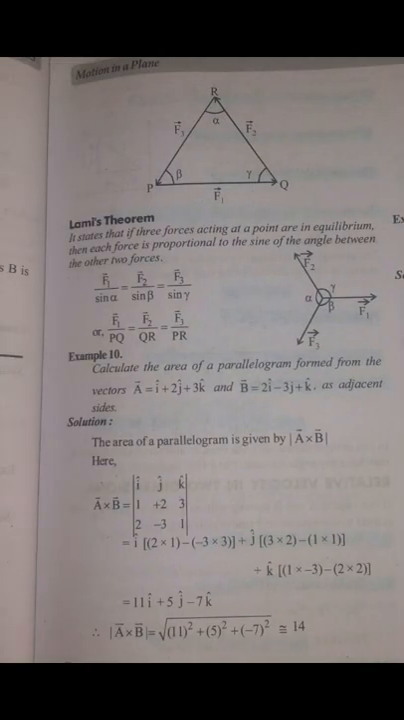Then Lami's theorem is given. Lami's theorem states that if three forces acting at a point are in equilibrium, then each force is proportional to the sine of the angle between the other two. The formulas are given with this diagram. F1 upon sine alpha equals F2 upon sine beta equals F3 upon sine gamma, or F1 upon PQ equals F2 upon QR equals F3 upon PR.